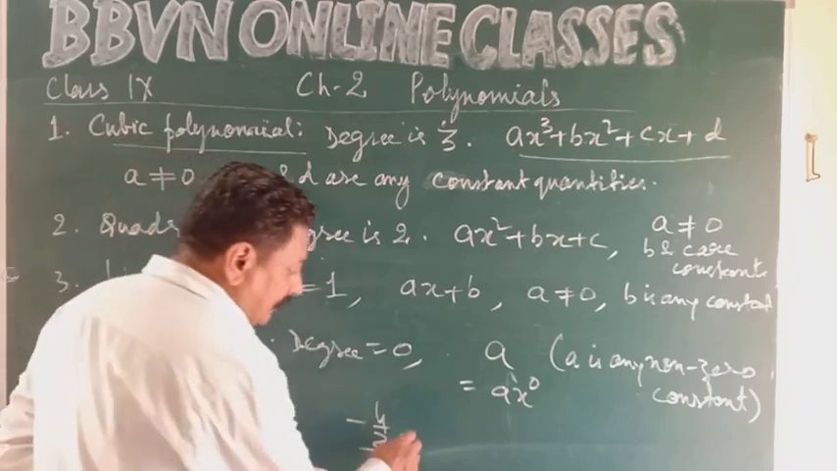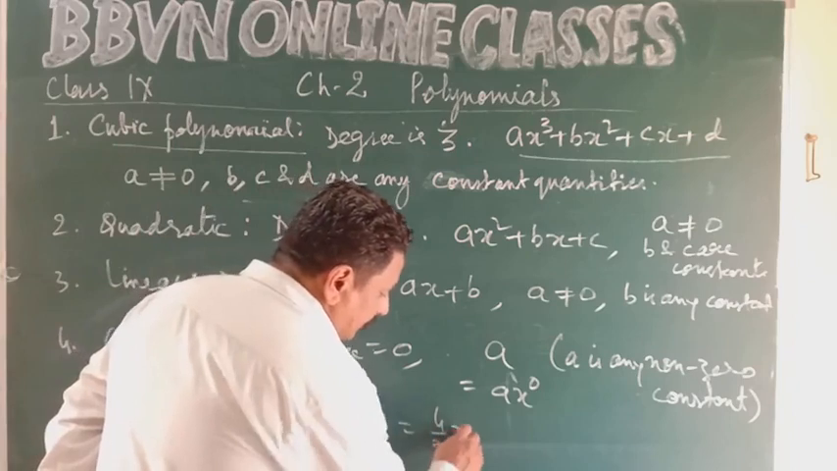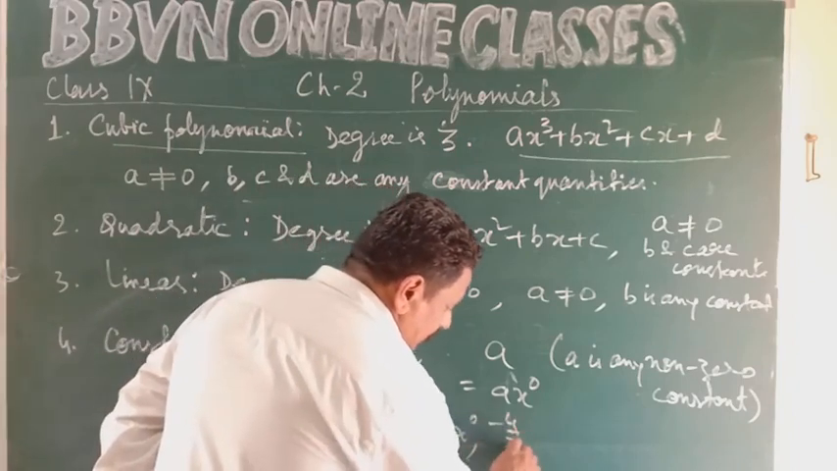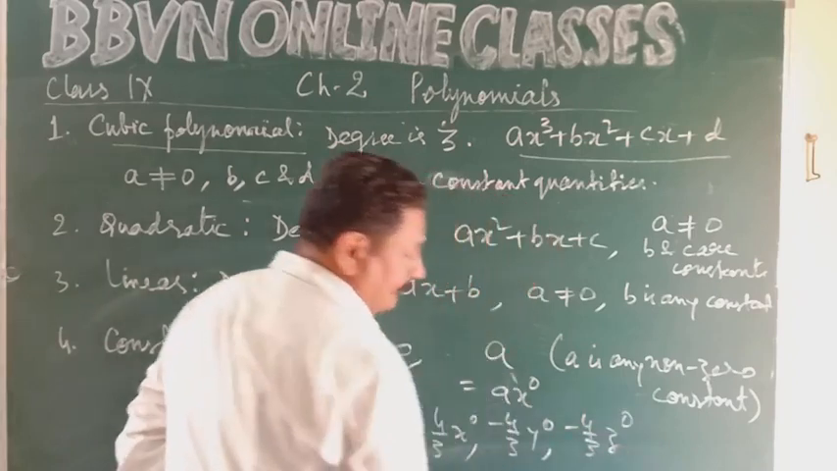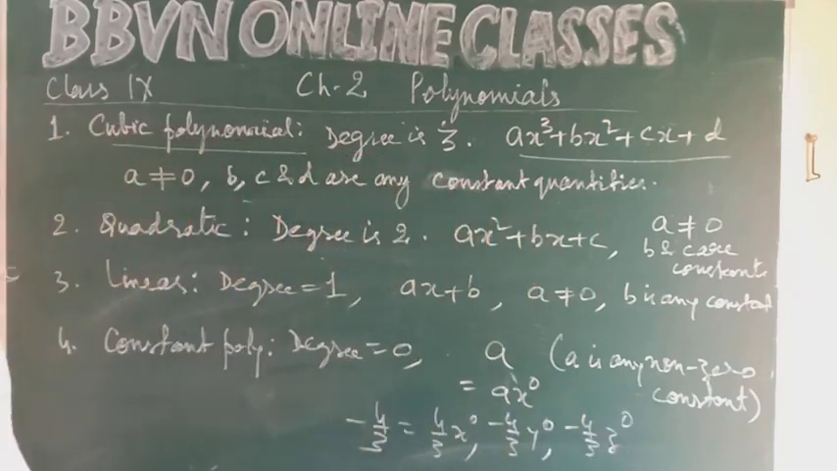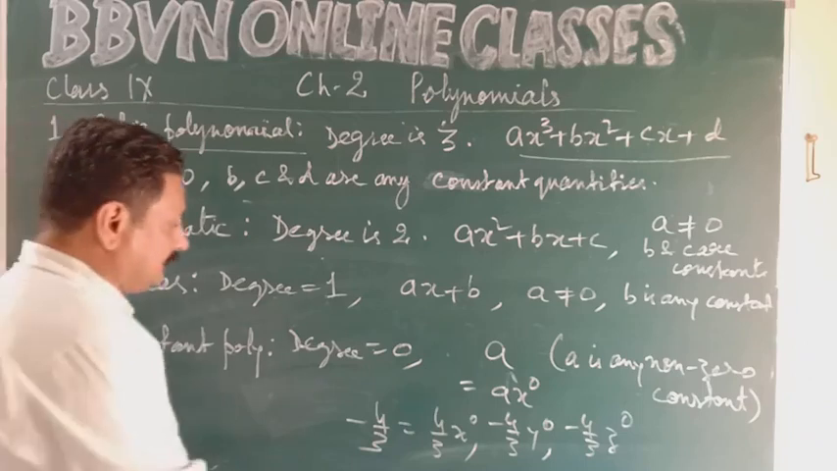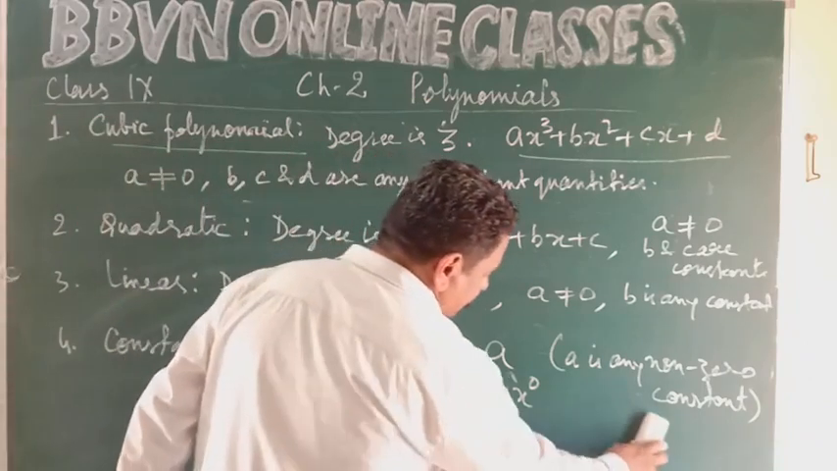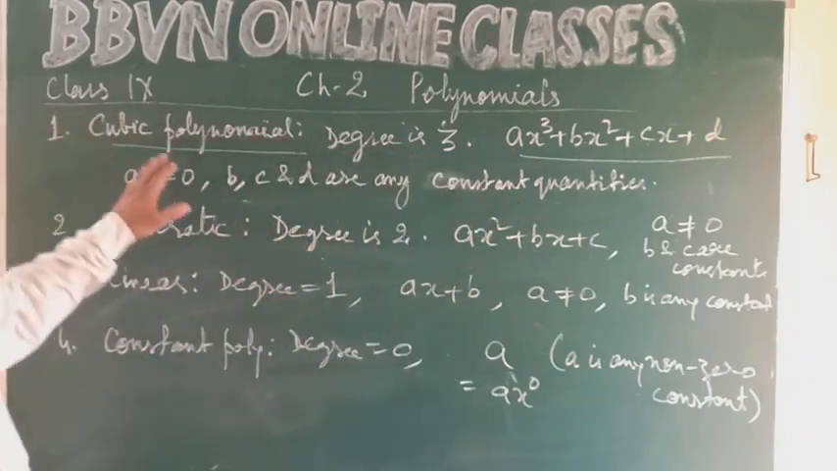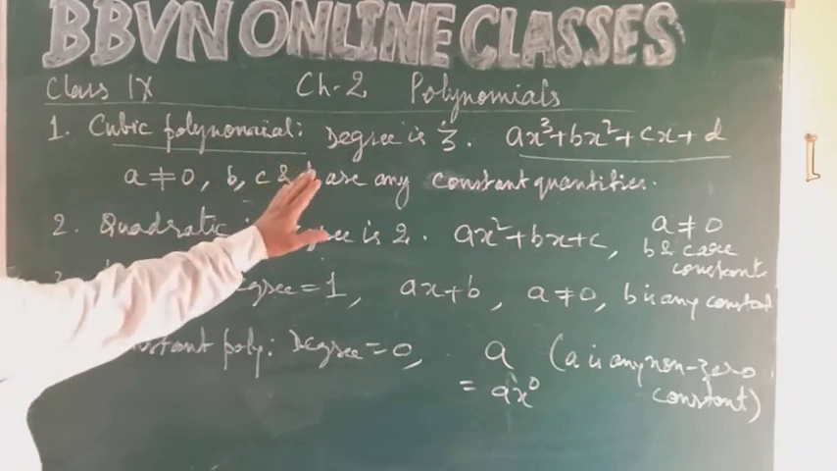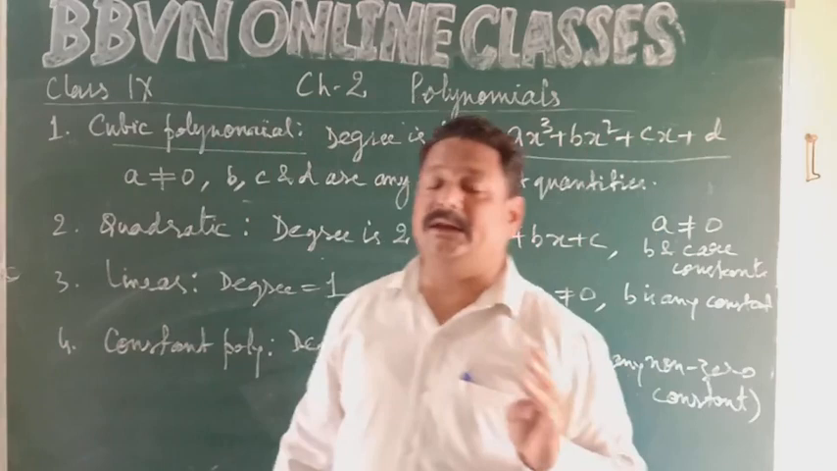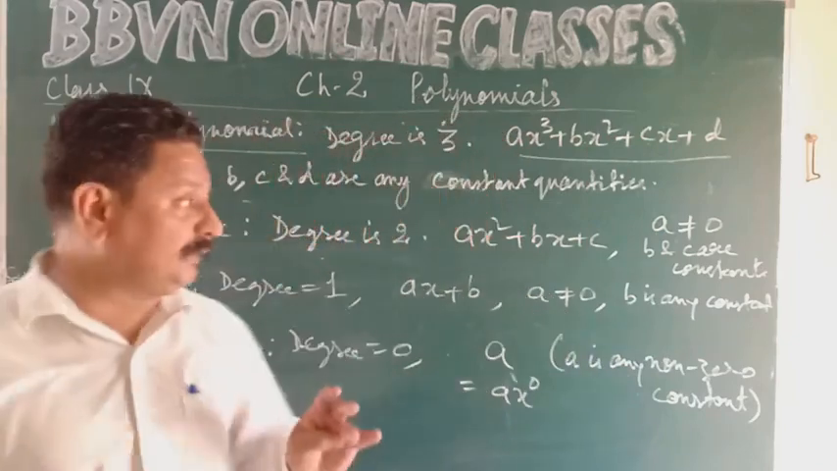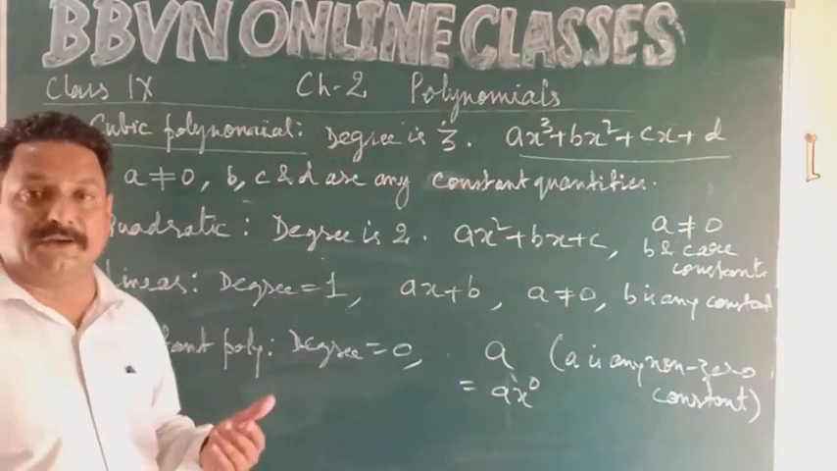So minus 4 by 3 can be minus 4 by 3 x power 0 or minus 4 by 3 y power 0 or minus 4 by 3 z power 0. One single variable. It can be anything. Understood? So this is a constant polynomial. In your syllabus, you have maximum up to cubic polynomial. So cubic polynomial, quadratic polynomial, linear polynomial and constant polynomial. This is what we have discussed today. We'll continue in the next class.